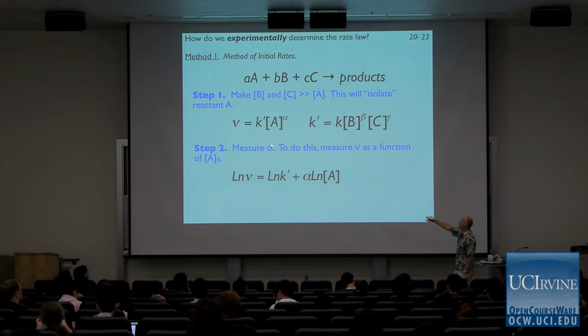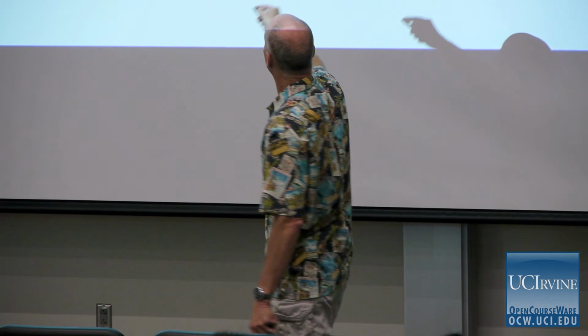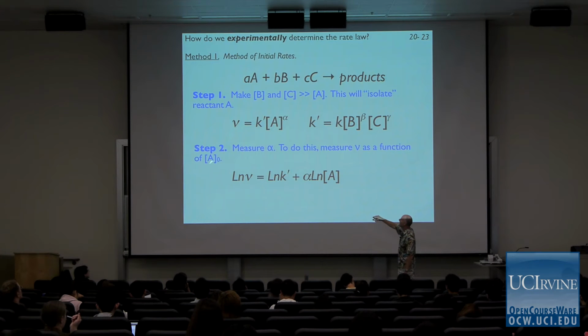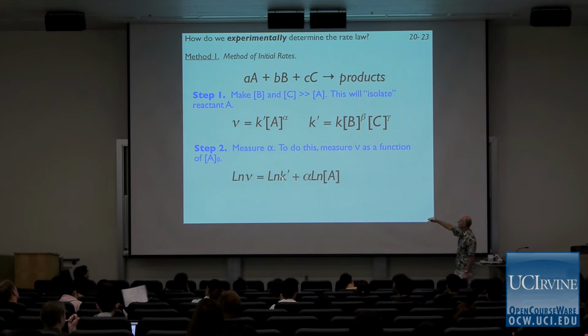All right, then we're going to measure alpha. To do this, we measure the reaction rate as a function of A0, the initial concentration of A. Okay, so if I take the logarithm of this, I get log of the rate. That's log of K prime plus alpha times log of A.